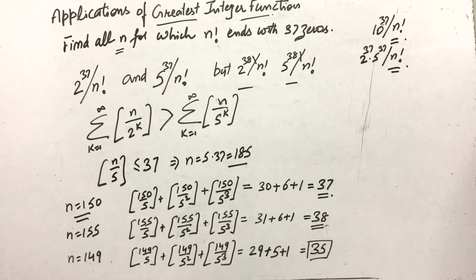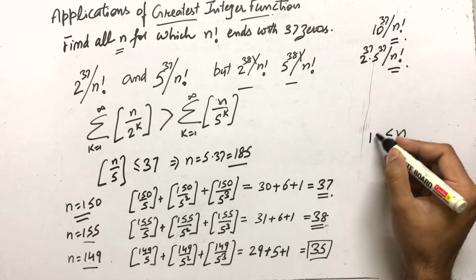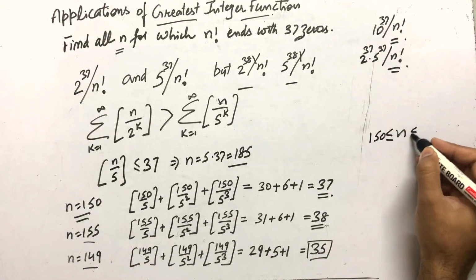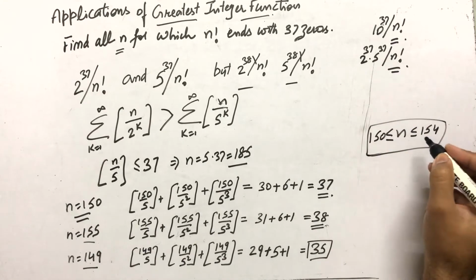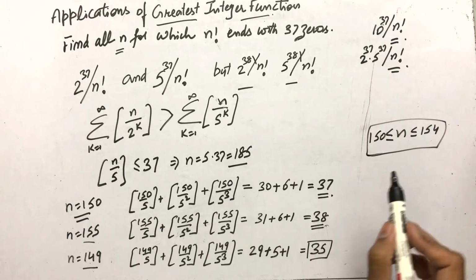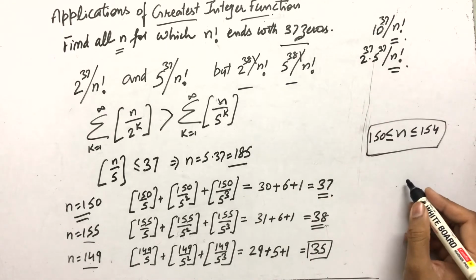And what are those values? Greater than 150 and less than 155. So that means n will lie in 150 and 154. So this is the desired value of n for which n factorial ends with 37 zeros.